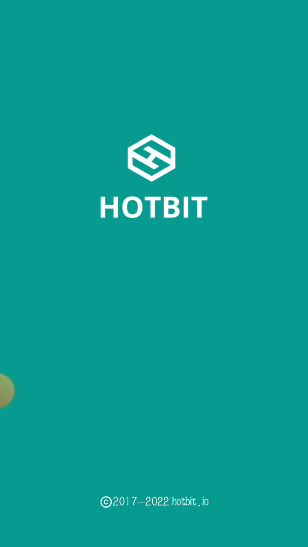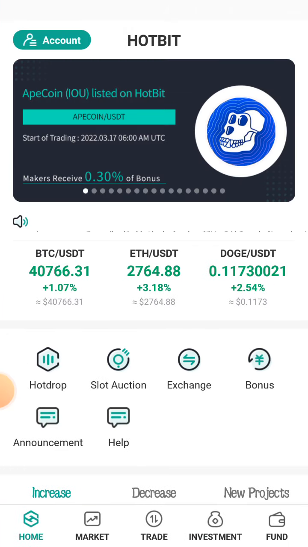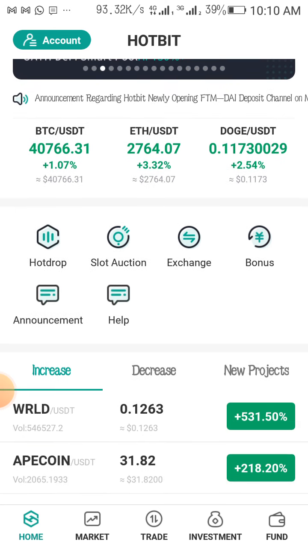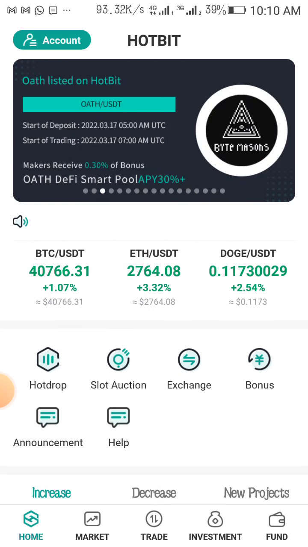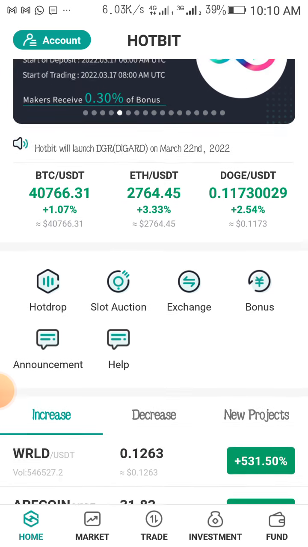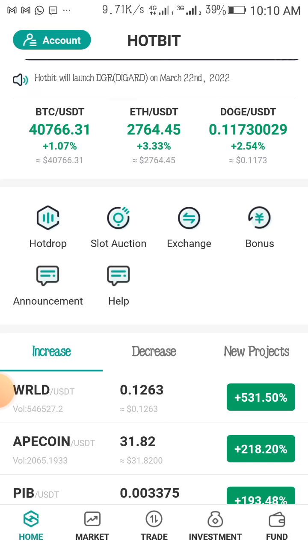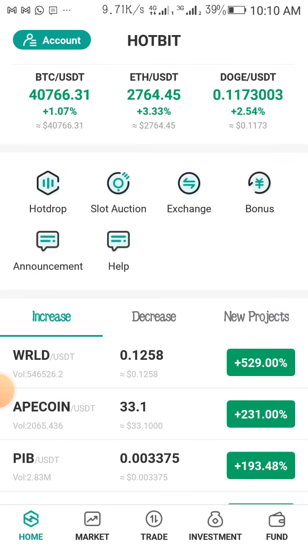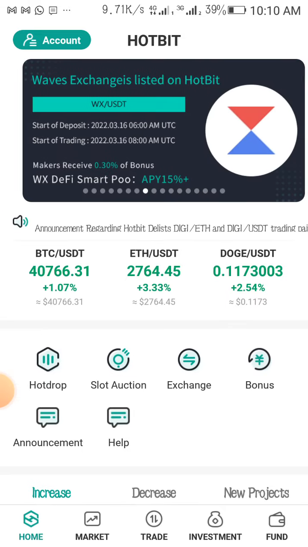Let's wait for it to load. Okay, welcome to Hotbit. If you don't have a Hotbit account, you can just type Hotbit in your browser, or get the mobile app installed on your mobile device and sign up for a Hotbit account. You can do your KYC verification to be fully verified on Hotbit.